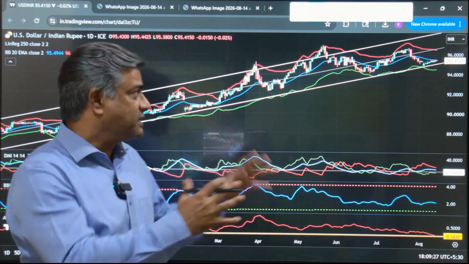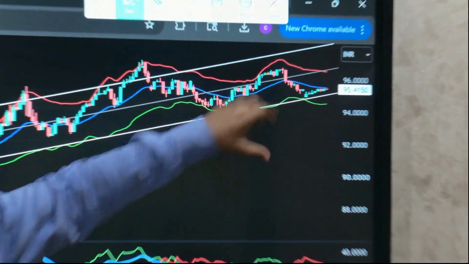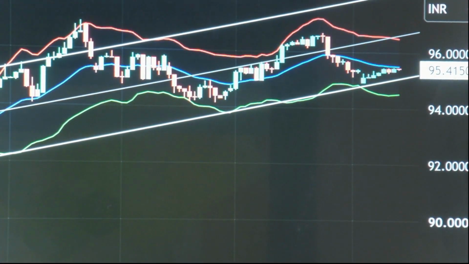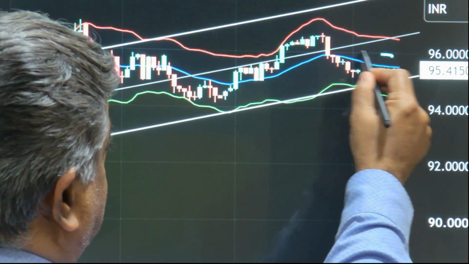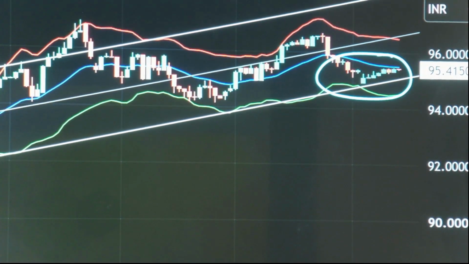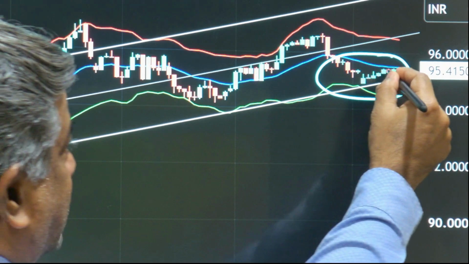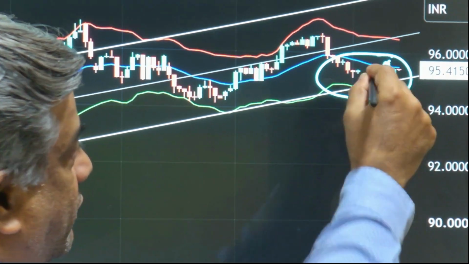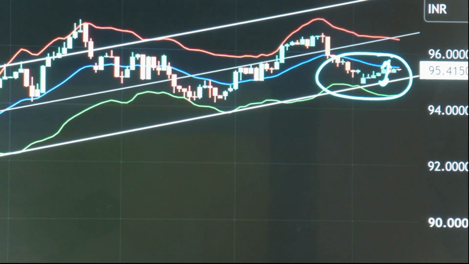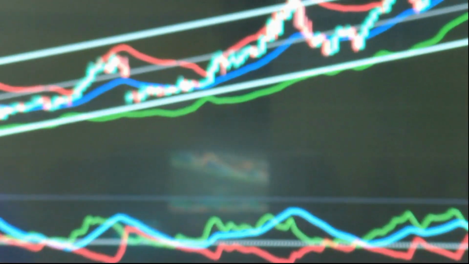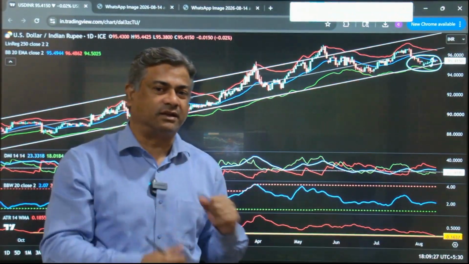Okay. First, I want to zoom into this particular area and I want to show you what has happened. If you look at these 2 weeks, the prices have become very narrow. There is hardly any volatility. Now let's come back to the full screen and let me tell you what that has resulted into.